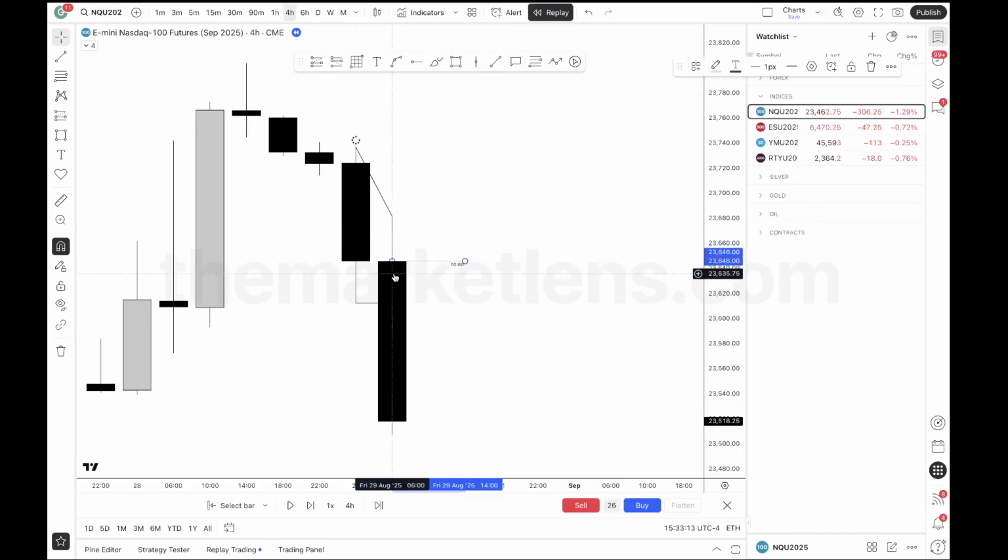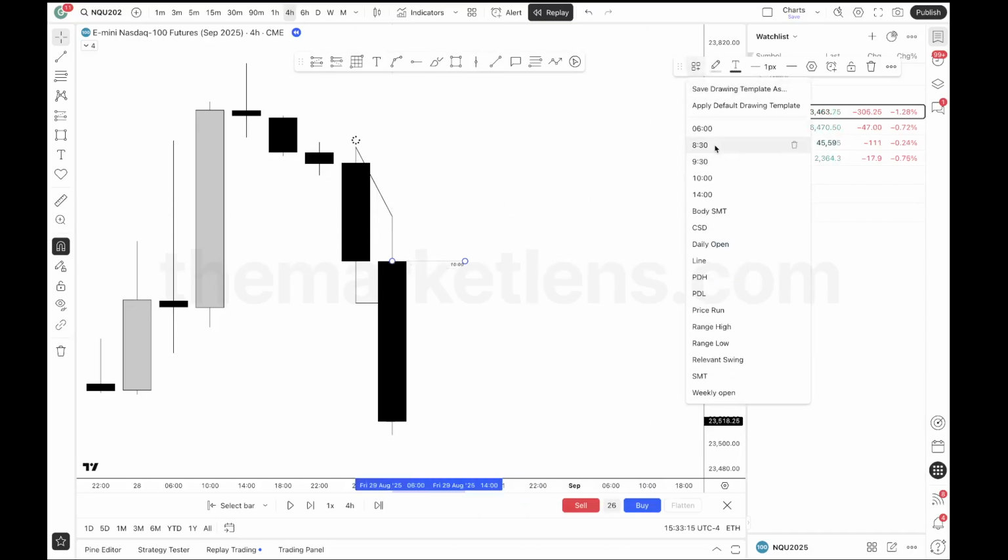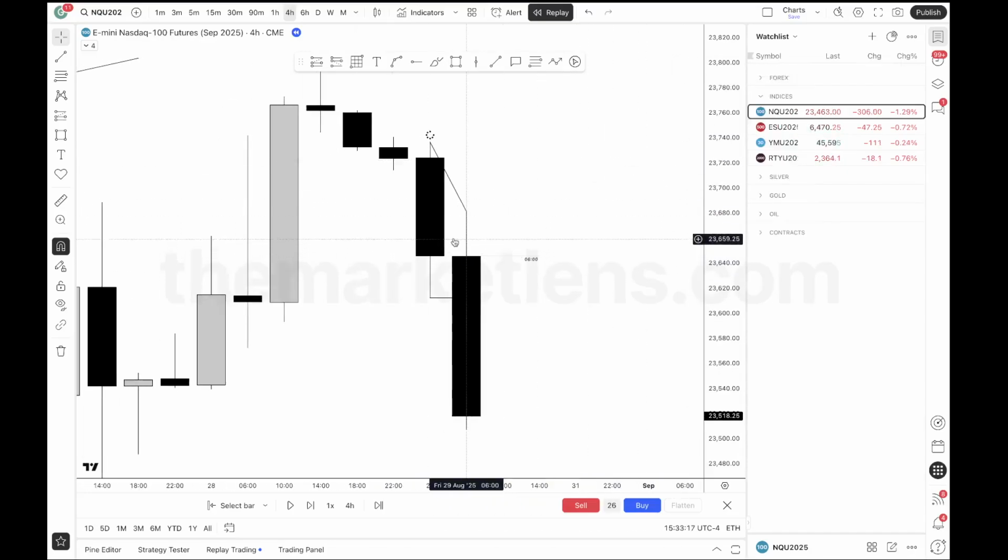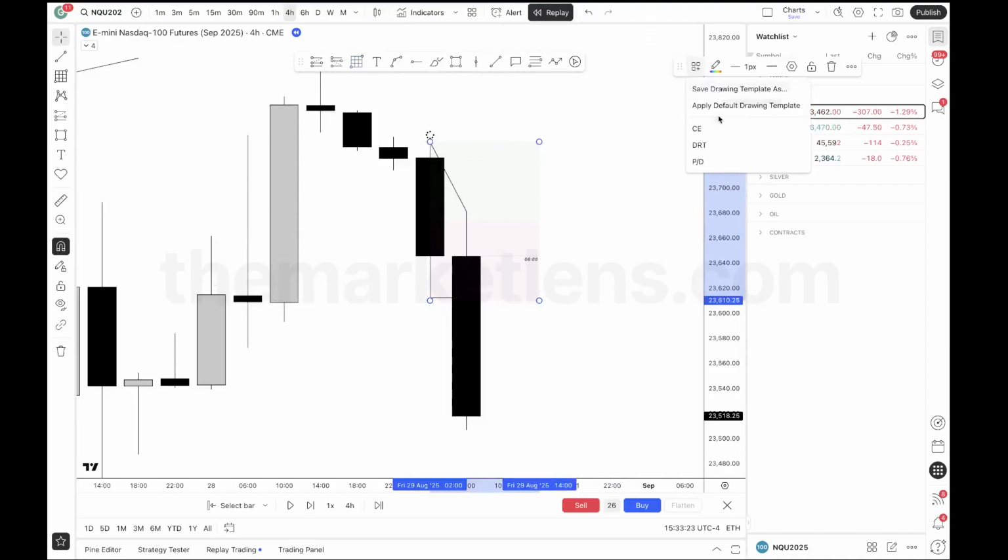10 a.m. Wait, is this 10 a.m.? No, 6 a.m. All right. So if you look back within the previous 4-hour range, if we want to see continuation, first off we have SMT there, but we want to see a key level to trade away from as well, ideally.